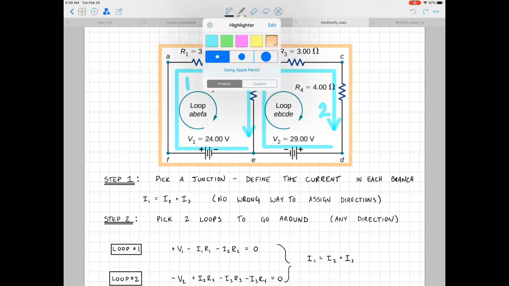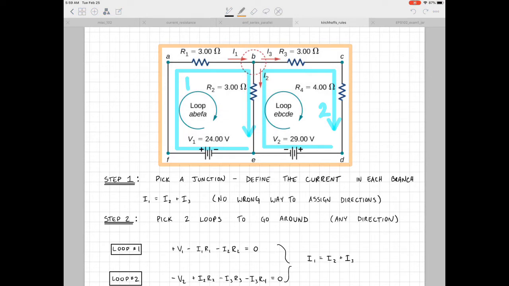Now, the first step in circuit analysis, particularly in a case like this where you can't do any real reduction, clearly you could combine these two resistors into a 7 ohm resistor, but we're just going to leave them separate for now. The first step is to pick a junction and define the currents in your problem. The book already picked the junction, so I'm going to use the same one. Junction B here, you've got 3 branches.